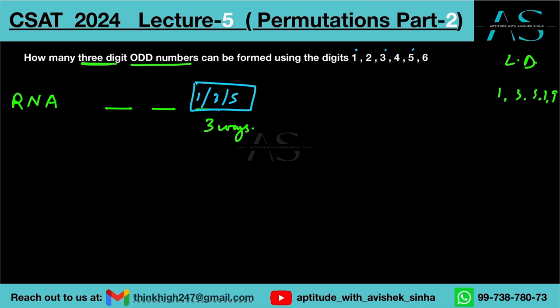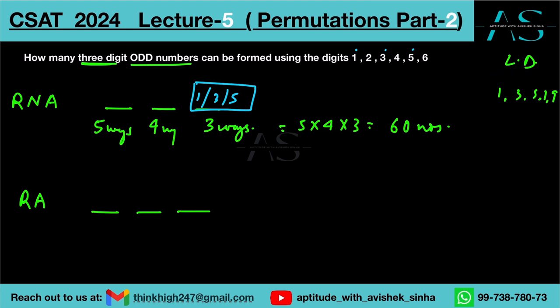You have used one option here. How many options are you left with? 5. So the next place can be filled in 5 ways. The next place can be filled in 4 ways. This is 5 into 4 into 3. 60 numbers.